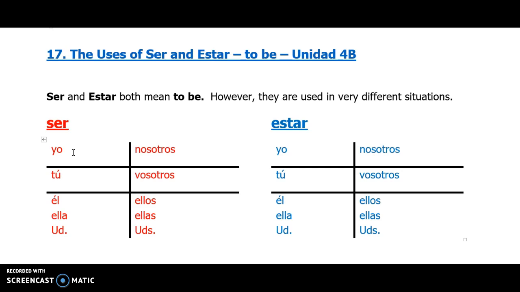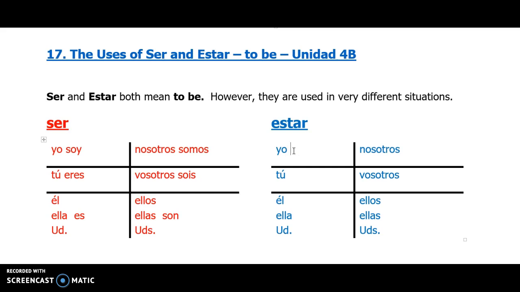So we already know, sorry, I got a little cold going on, that the yo form of ser is soy. So we always say yo soy, tú eres, él, ella, and usted use es, nosotros somos, vosotros sois, ellos, ellas, and ustedes use son, which you can probably do backwards, upside down, inside out, in the dark with your eyes closed and be totally fine.